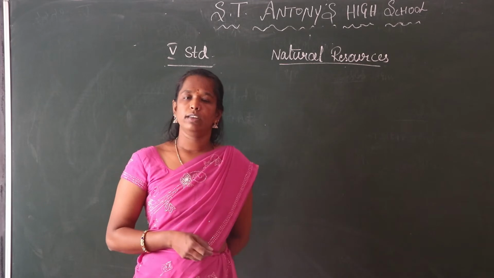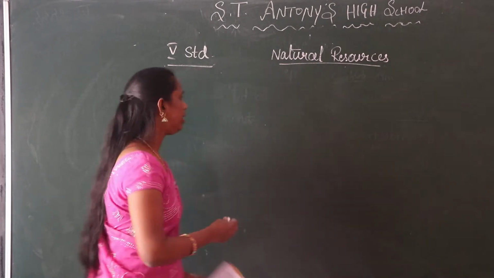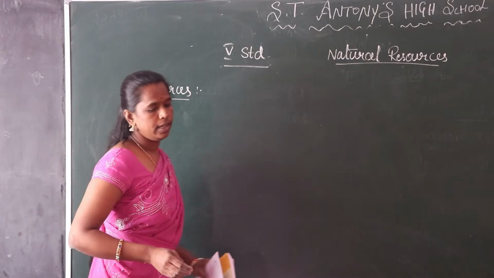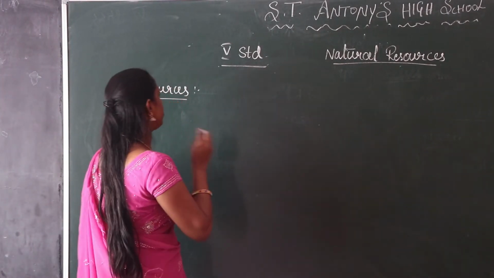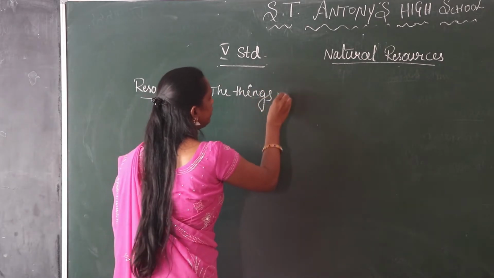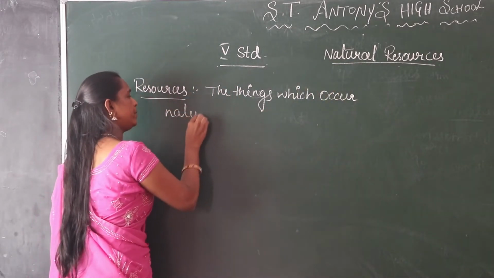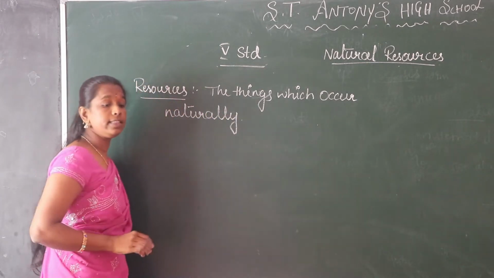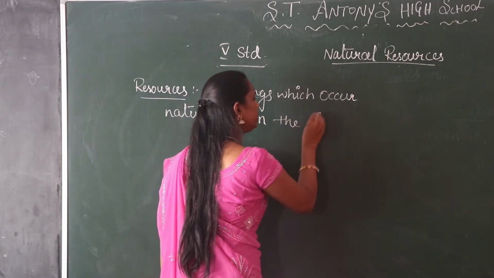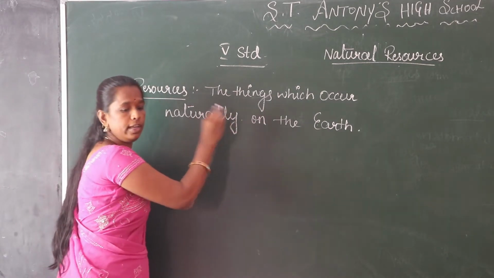For example, water, soil, air, minerals, plants and animals are the resources. So what are the resources? Resources means the things which occur naturally on the earth.